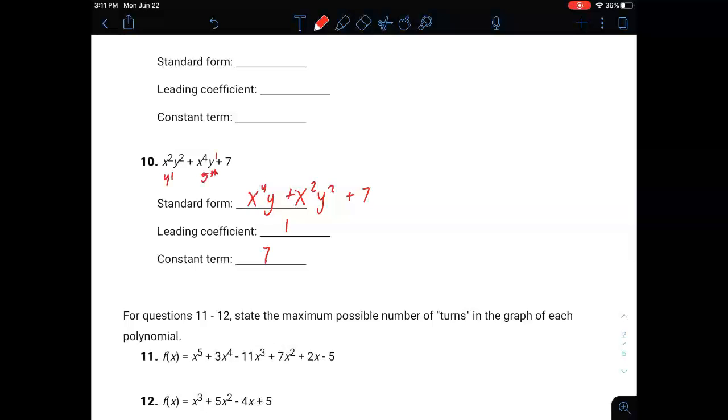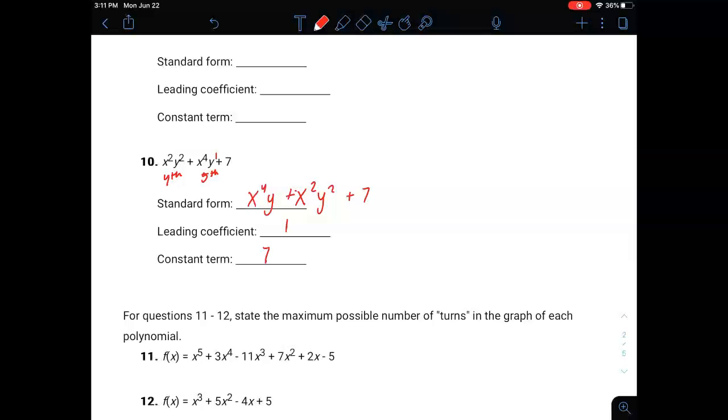So this is a 5th degree, where this one is a 4th degree, right? So you have to put it in the highest degree first. That's why that one goes x to the 4th y, then plus x squared y squared plus 7. All right. For 11 and 12, state the maximum number of turns in the graph.